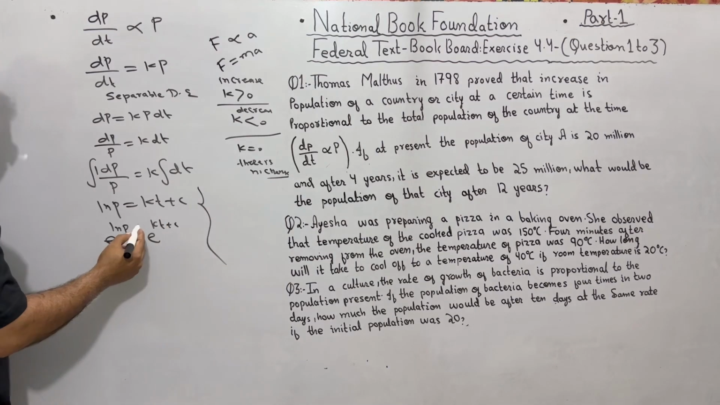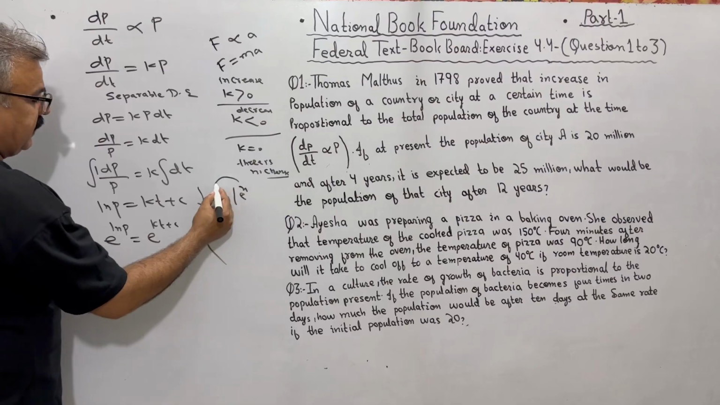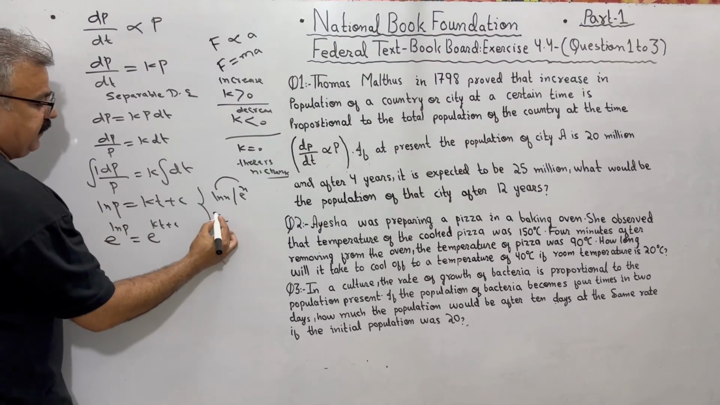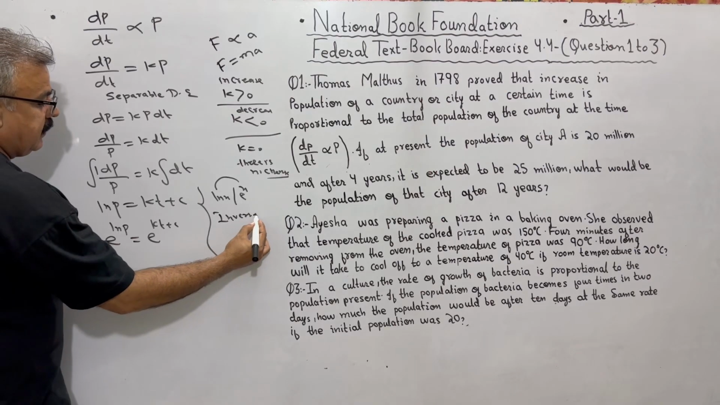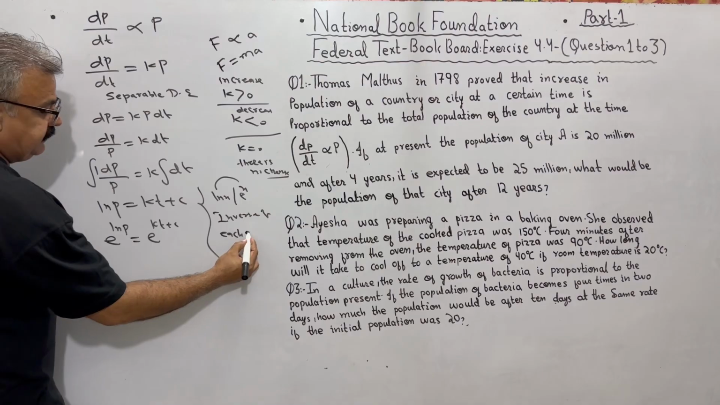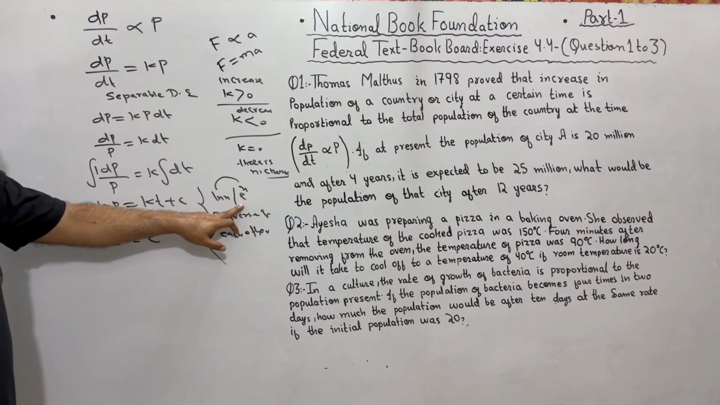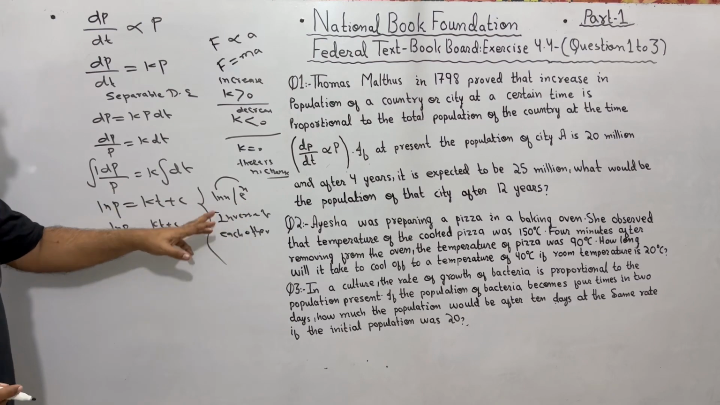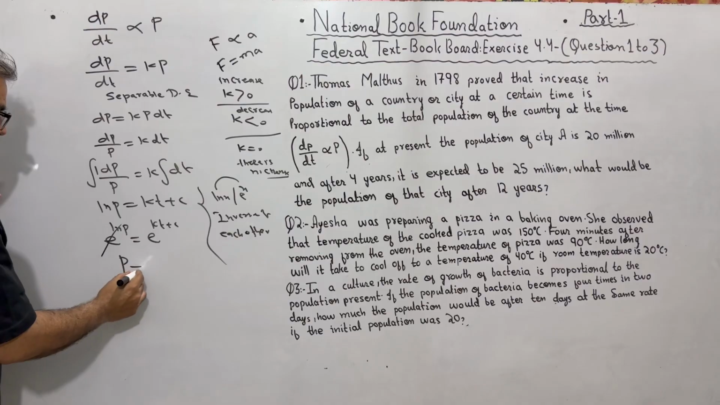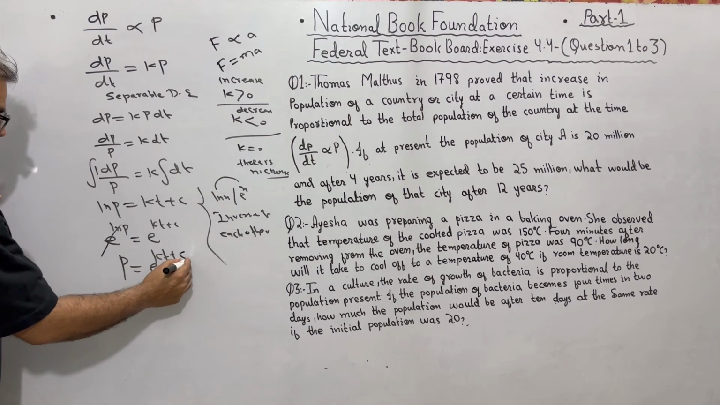Let me shed some light on that. The inverse of ln x is e to the power x, and the inverse of the exponential is ln x. They are inverses of each other. If you want to get rid of either, introduce the other one. If you want to get rid of ln x, introduce e^x as a base. If you want to get rid of e^x, take ln as a base. That is the case. They cancel out. I have P equal to e raised to kt plus c.